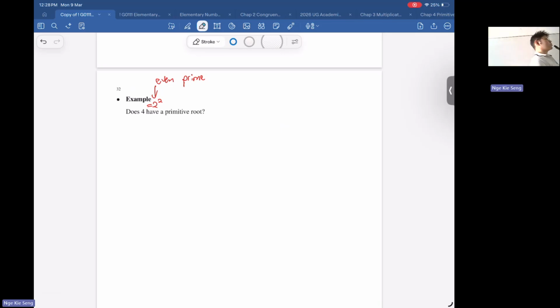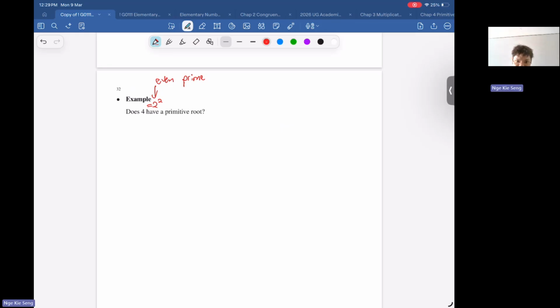Okay, because this is 2 somehow. There's really only one special case here. There's no other even prime, because even numbers have to have divisor 2. Because 2 here only has 2 and 1 as divisors, so it's a different case. Special case. Okay, so let's look at this special case here.